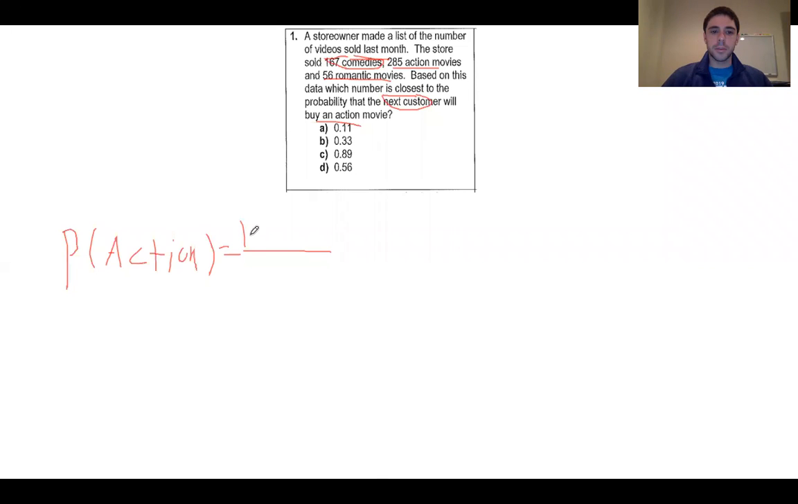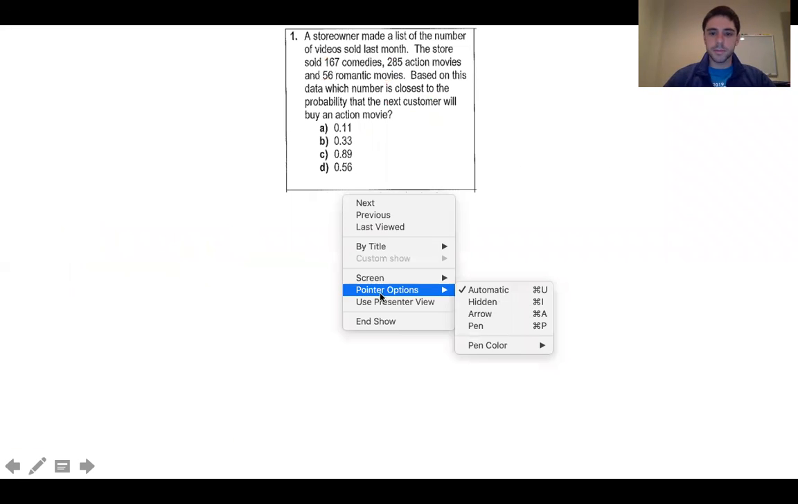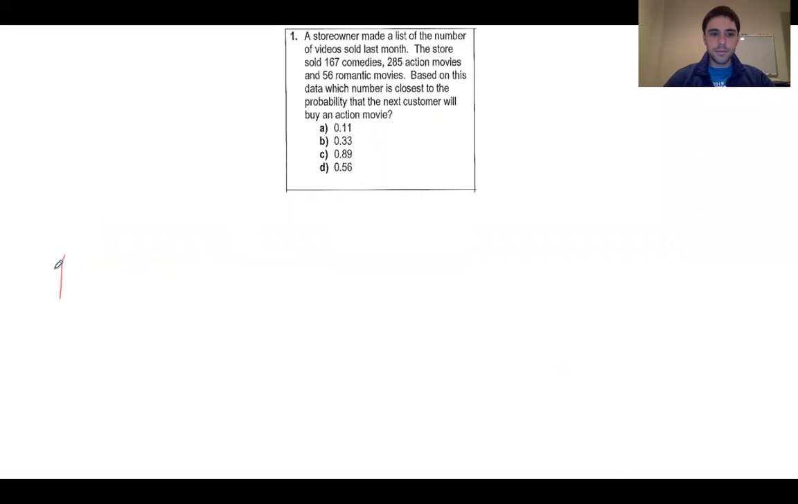Excellent. We're going to do number of action movies over the total. I'm so sorry, everybody. So probability of action, I didn't write too much this time, is going to be the number of action movies over the total number of movies.